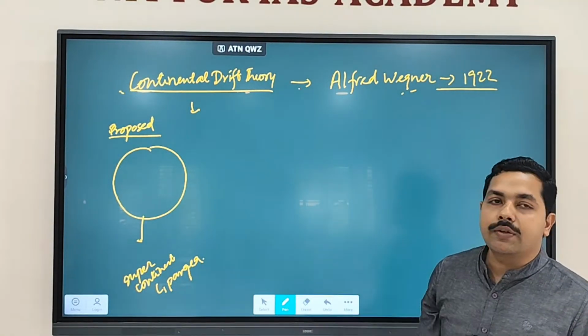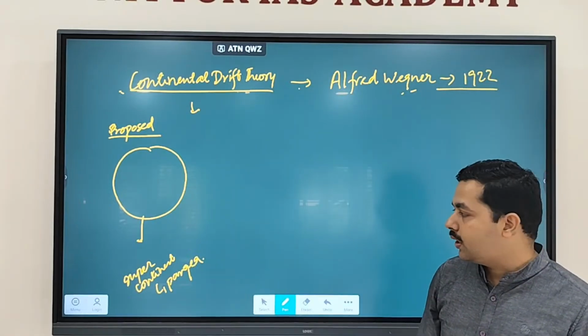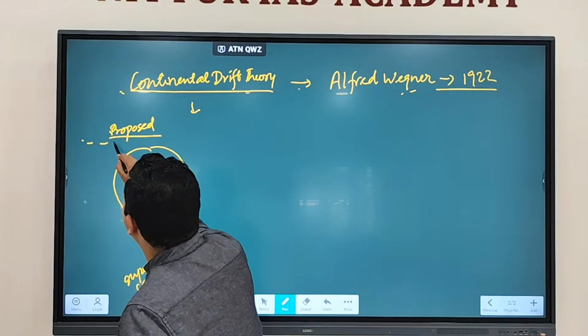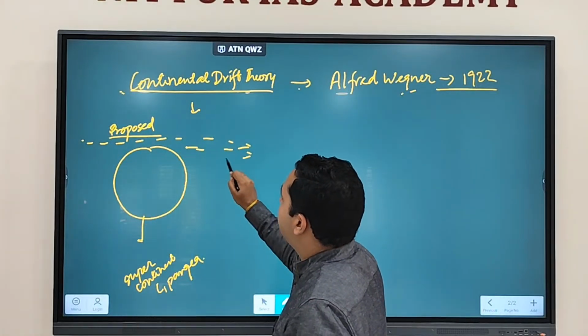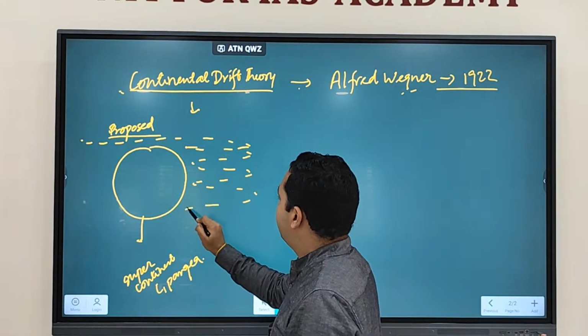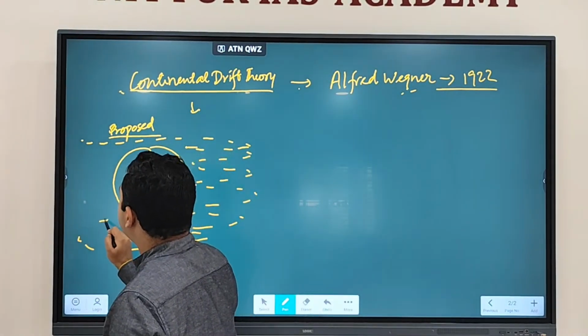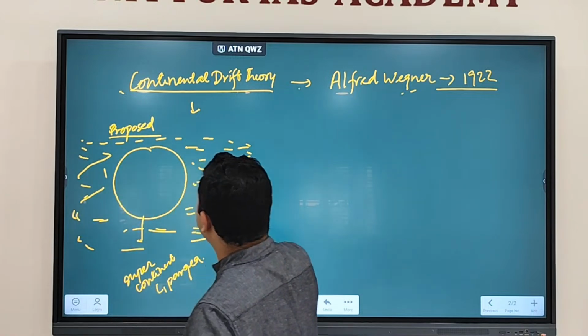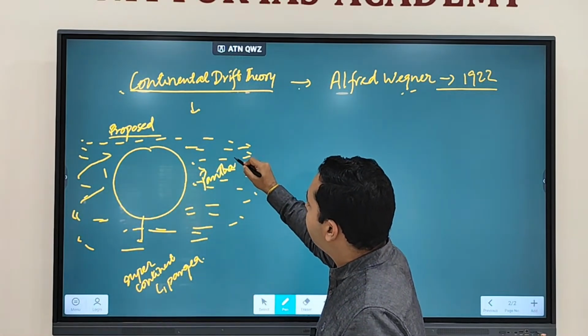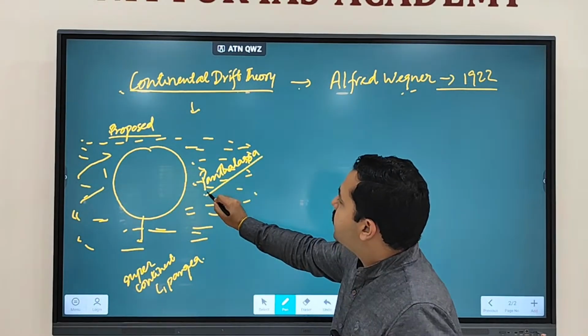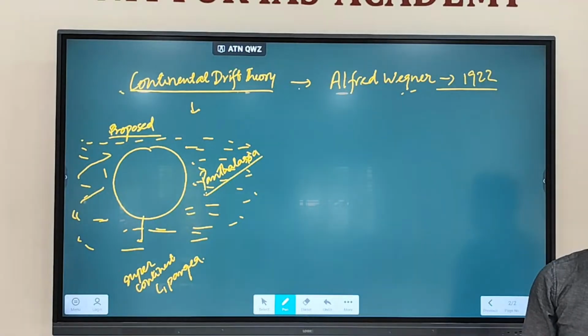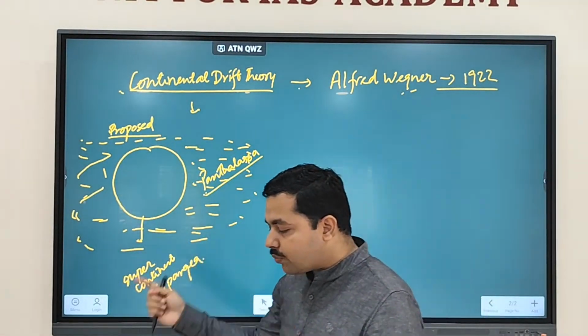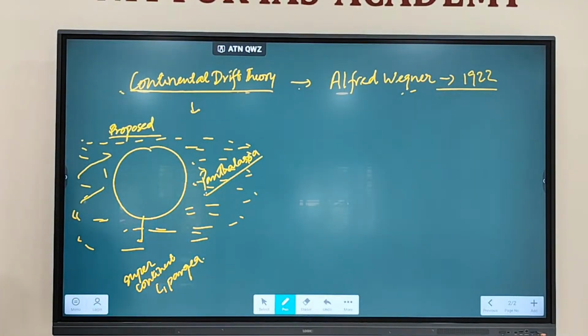He says that initially there were no 7 continents, there was only one continent, and the supercontinent was referred to as Pangaea. And you know that a continent is surrounded by water, that is oceans. So he called this big ocean Panthalassa. Clear? Initially there was only one big continent, a supercontinent, which is called Pangaea, and this Pangaea is surrounded by water, and this water is called Panthalassa.